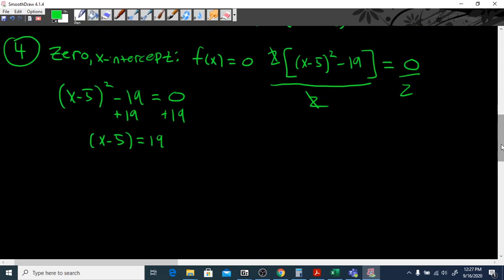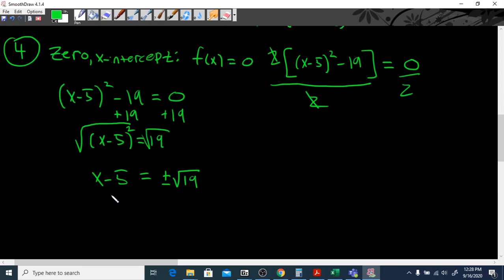Let me come down some more here. (x minus 5) squared, sorry about that. (x minus 5) squared is 19. Trying to get x by itself, so we need to unsquare or take a square root. Okay. And the thing to remember is that when you take a square root, you're going to have a plus or a minus. Okay, so x minus 5 equals plus or minus the square root of 19.